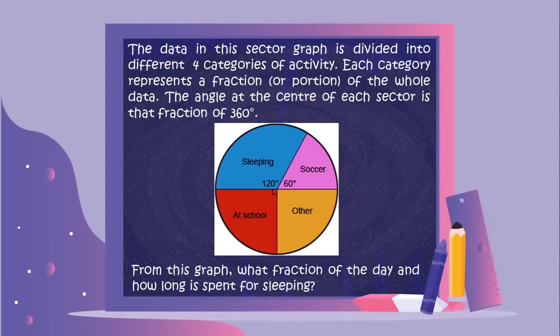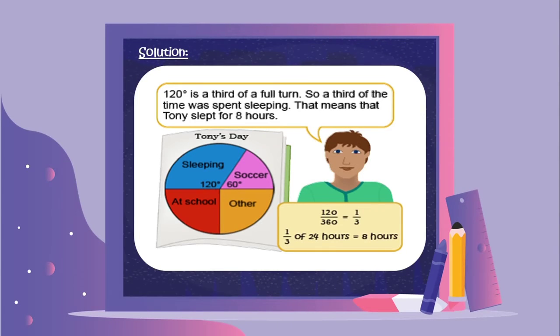From this graph, what fraction of the day and how long is spent sleeping? So over here, we need to answer 2 questions. What fraction of the day and how long is spent sleeping? So here is the solution. To get the fraction of the day spent sleeping, we can use the angle information here. The angle of the sleeping sector is 120 degrees.